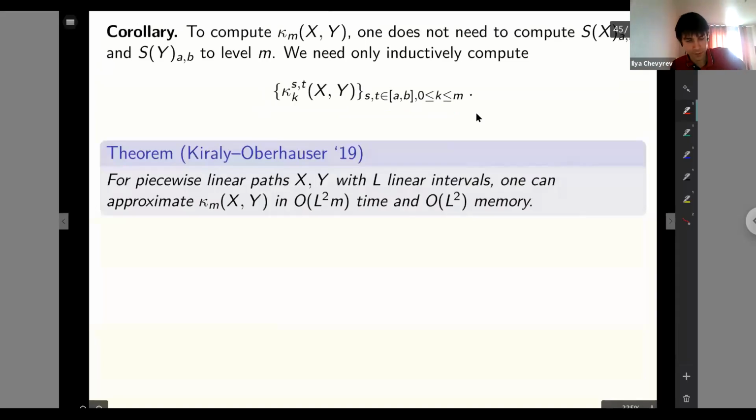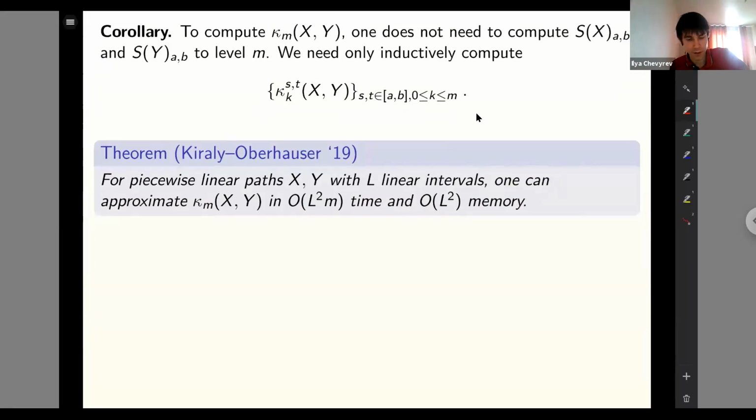Okay, so the main consequence of this in terms of computability is that for piecewise linear paths x and y with L linear intervals, so if there are L subintervals over which they are linear, one can very efficiently approximate this inner product. So not exactly compute it. Computing it exactly is still a little bit tricky, but you can very efficiently approximate it using O(L^2 m) time and O(L^2) memory.